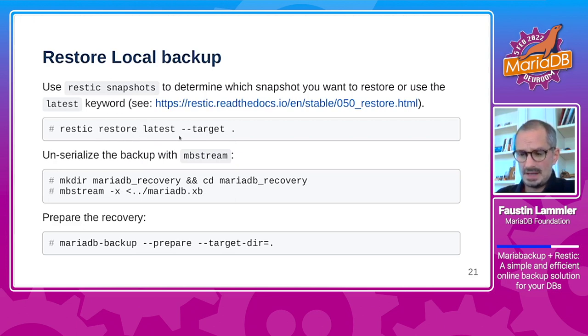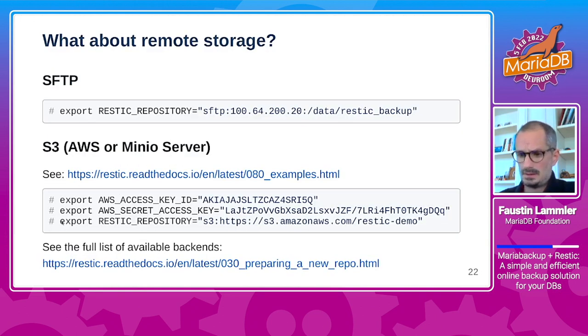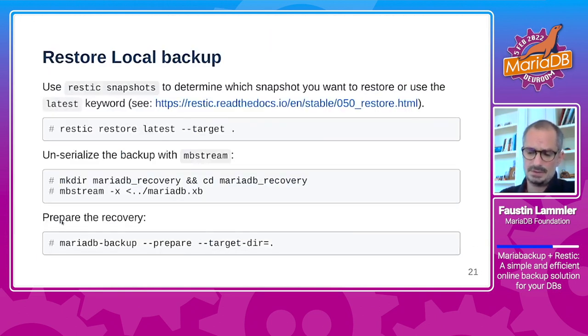Once the snapshot has been restored, so you have your file locally, you can unserialize it with the mbstream command. We already saw it. And then same goes as for MariaDB backup, the first backup that we discussed. You have to prepare it to make it consistent. And then the steps to restore it are the exact same steps that we already saw.